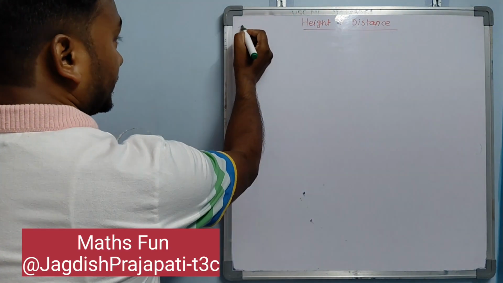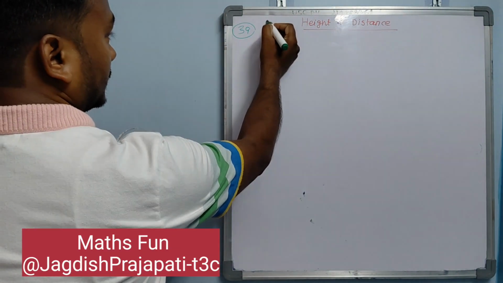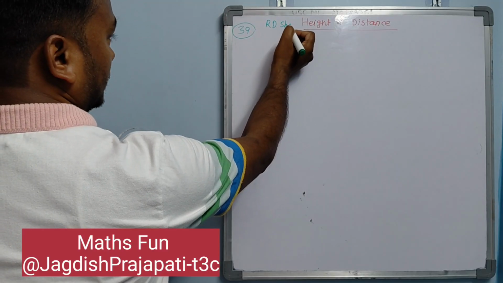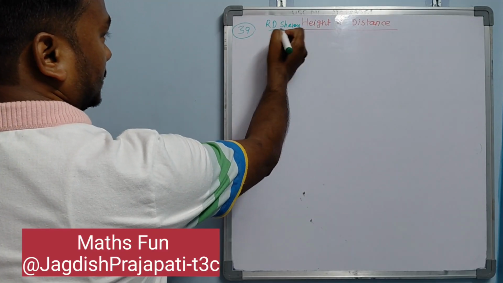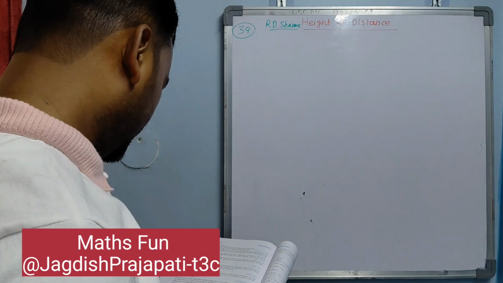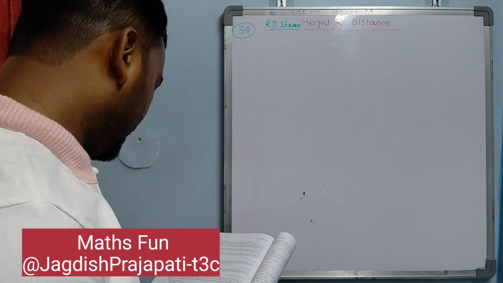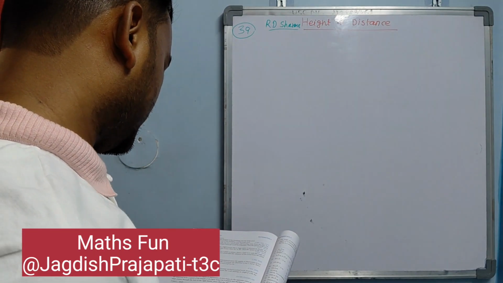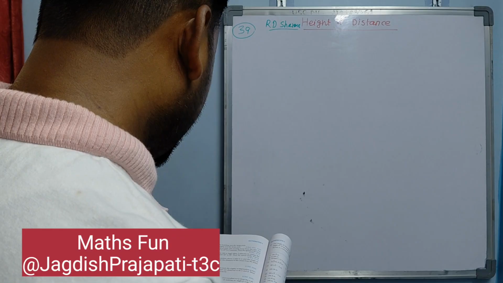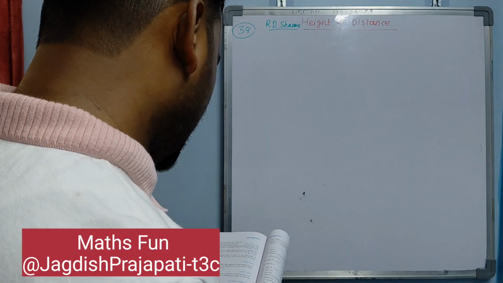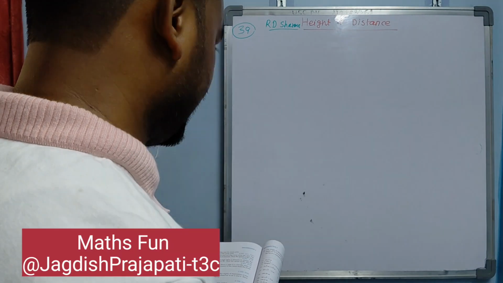Question number 39, R.D. Sharma. From the top of a lighthouse, the angle of depression of two ships on the opposite sides of it.